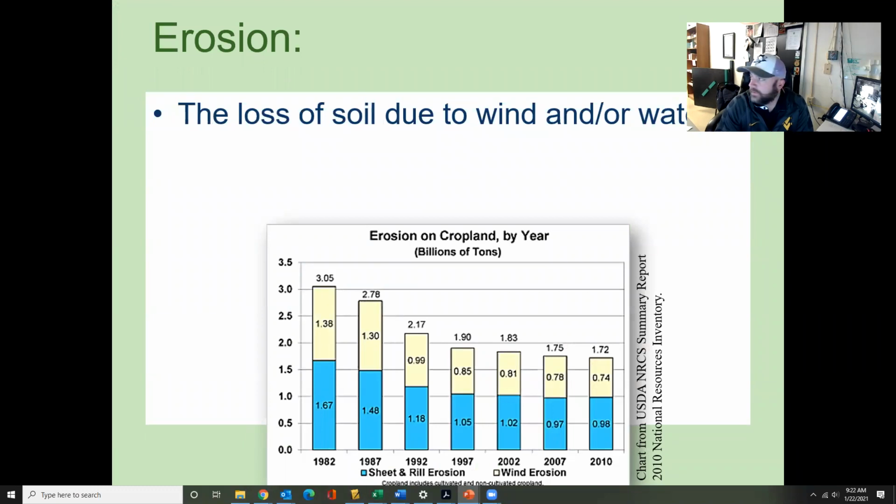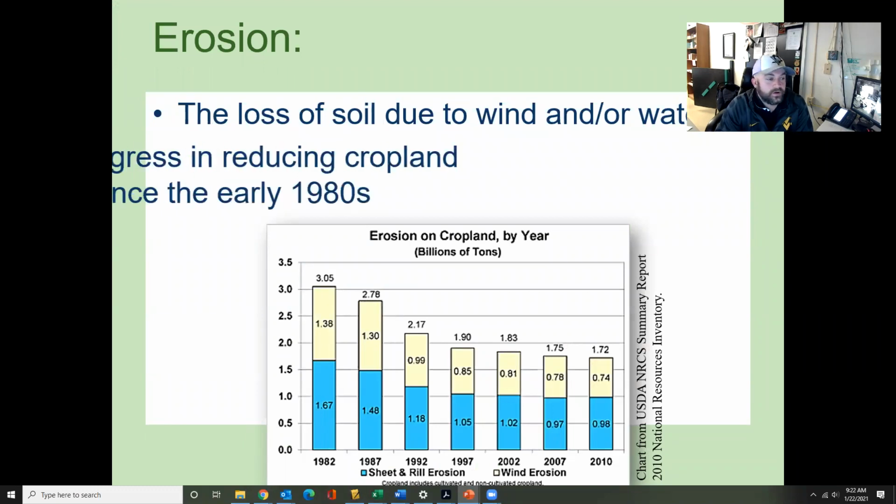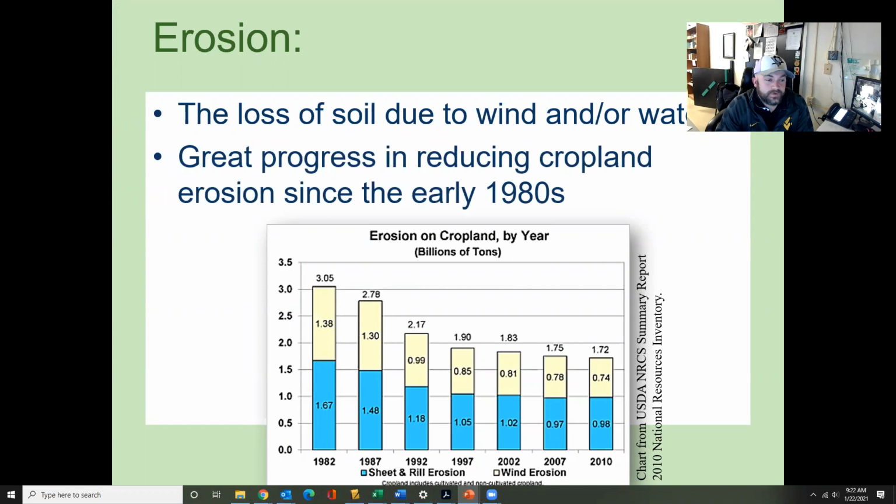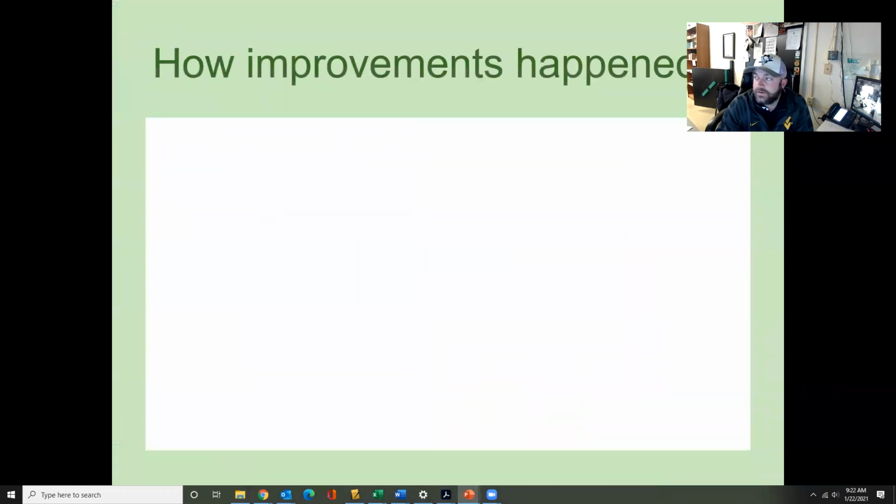So, main idea here, what is required to reduce and control soil erosion? The loss of soil due to wind and/or water. Great progress in reducing cropland erosion since the early 1980s.